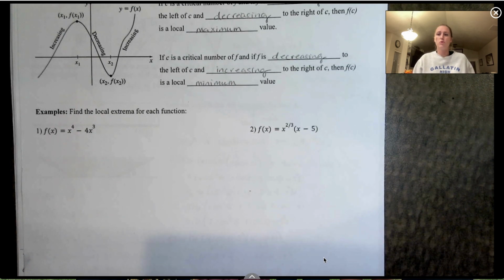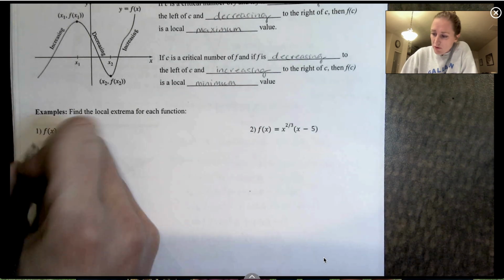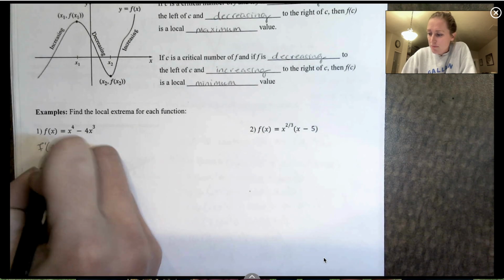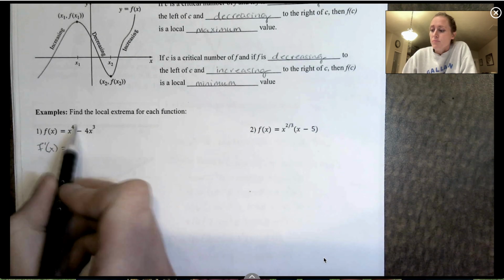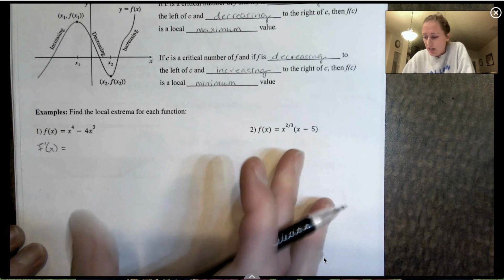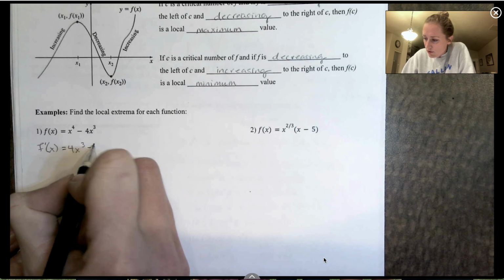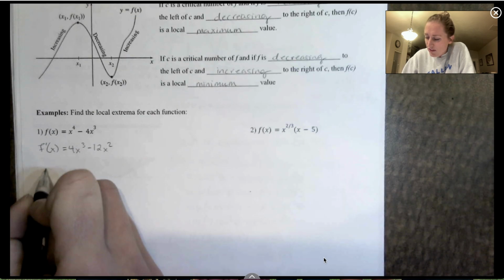Okay, so we're going to do a couple examples where we're finding local extrema, so local mins or local maxes. First we're going to do what we've been doing already. We are going to find our critical points. So we're going to set f prime equal to 0 because this one has no places where it does not exist. This exists everywhere. So I'm going to find the derivative, minus 12x squared, and then I'm going to set this equal to 0.